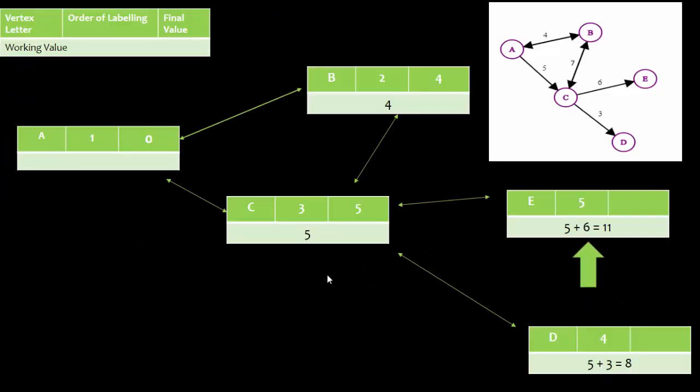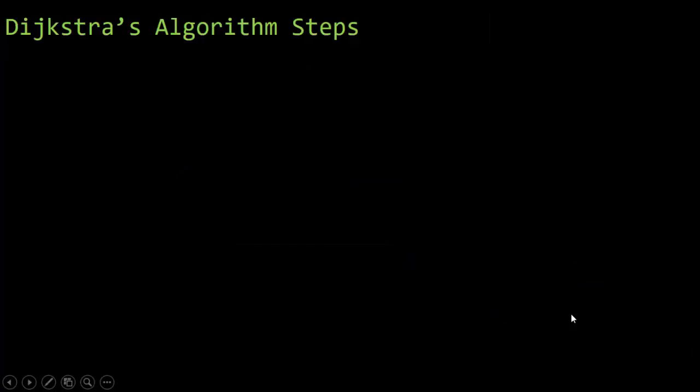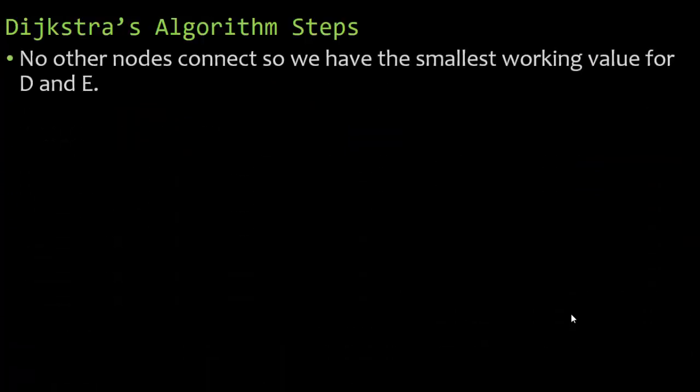So here's E. I do 5 plus 6. I notice I have my value of 6 from C to E, but what is the final value of C? 5. 5 plus 6 gives me a working value of 11. And for D, I have 5 plus 3. My final value of C plus the distance from C to D, which is 3, gives me a temporary working value of 8. So no other nodes connect, so we have the smallest working value for D and E.